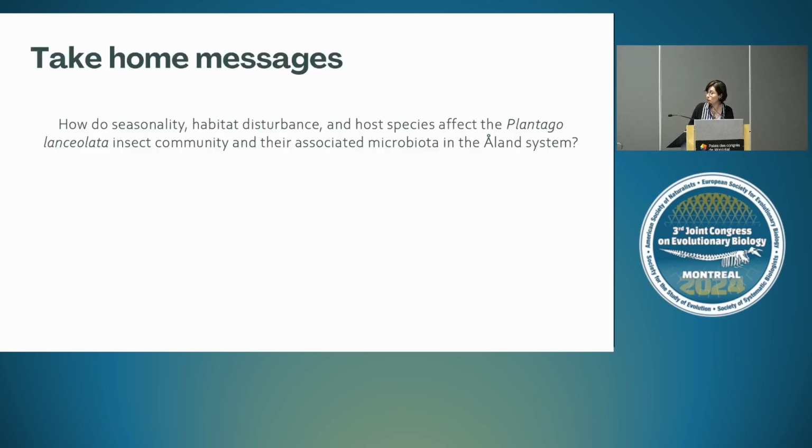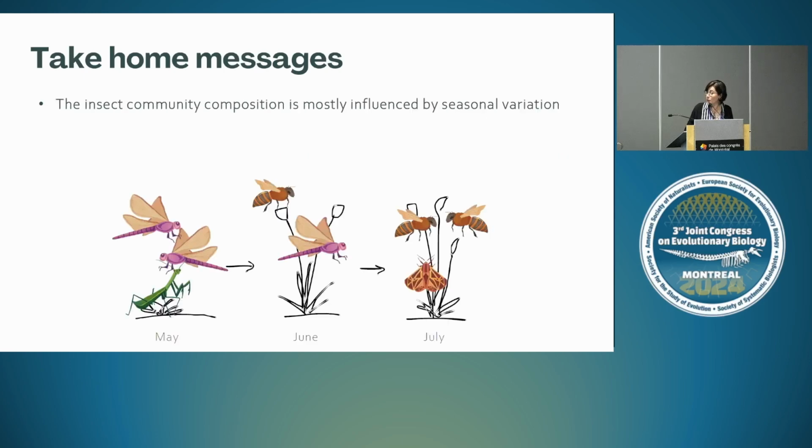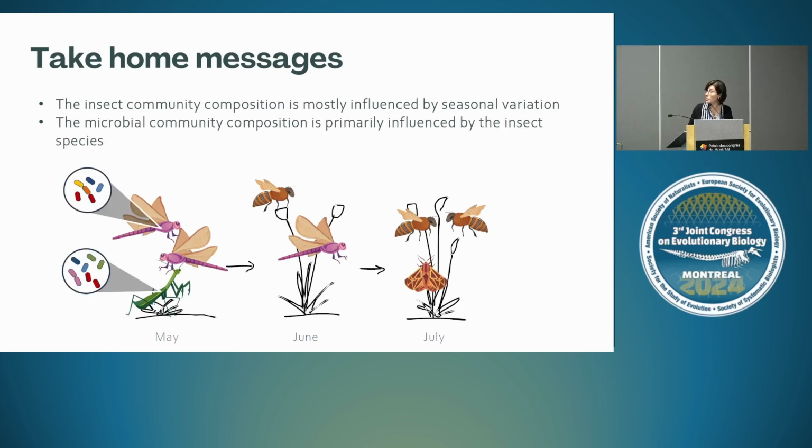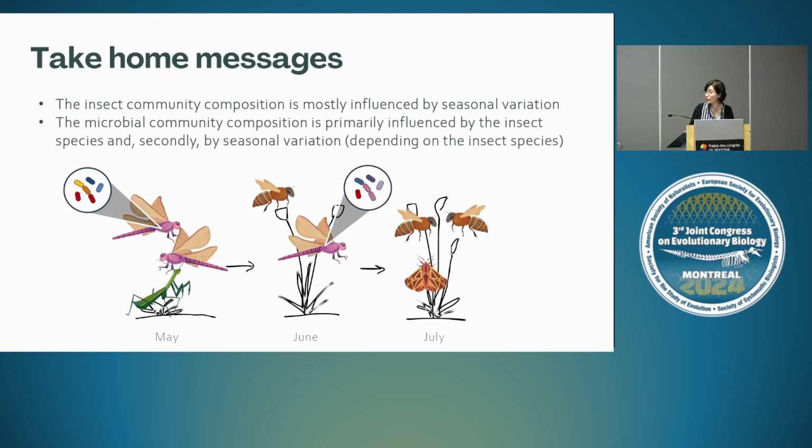So just to conclude, I would like to get back to my question here. How does seasonality, habitat disturbance, and host species affect the Plantago lanceolata insect community and their associated microbiota? And then we have that insect community composition is mostly influenced by the seasonality. The host community composition is actually very much influenced by the host insect. Actually, 60% of this variation is explained by the host insect that we found. And then depending on the species, we can also see some sort of seasonality variation taking place in here.